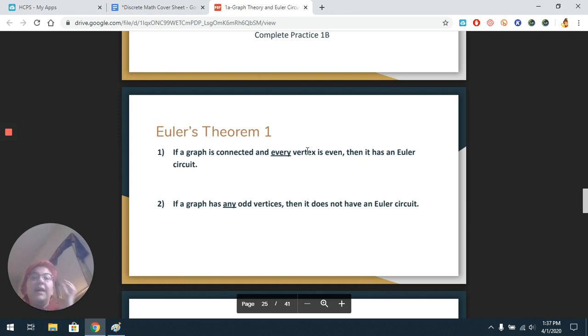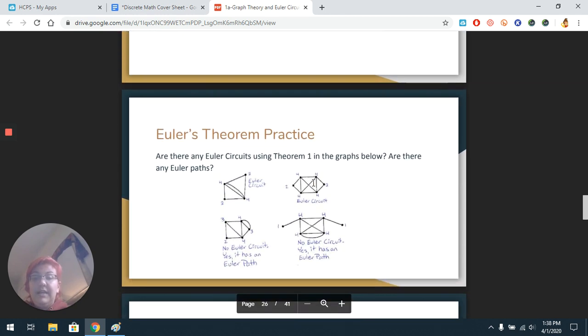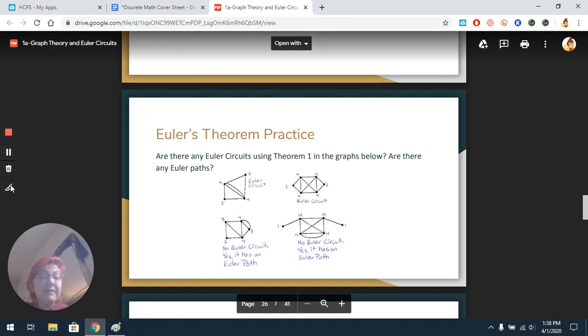So theorem 1, if a graph is connected and every vertex is even, you've got an Euler circuit. Now, if a graph has any odd vertices at all, no Euler circuit. Let's take a look. Here, 2, 4, 2, and 4. So all of your vertices are of even degree. They're all even. So an Euler circuit does exist. Let's see if we can find it.